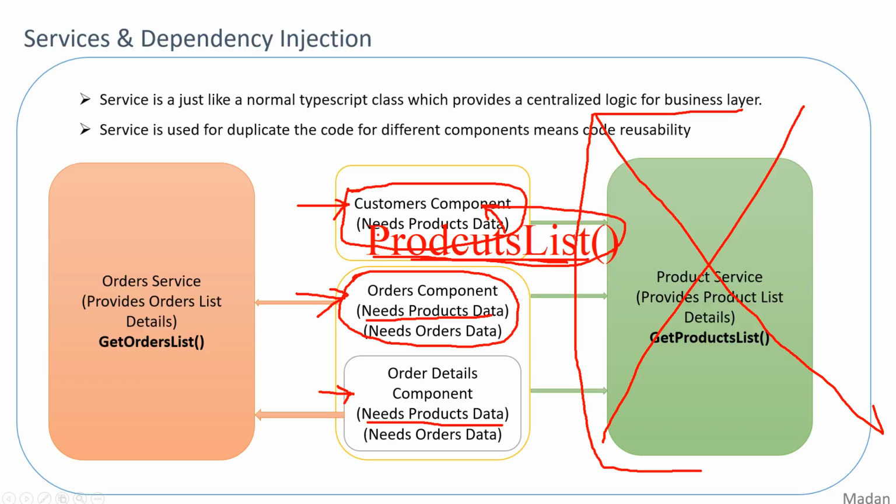You have to implement the same method in the orders component also, so in the orders component you create the products list, and in order details also. So for the products list I am writing the code in three places, because each component needs the products list. But I think this is not at all advisable.